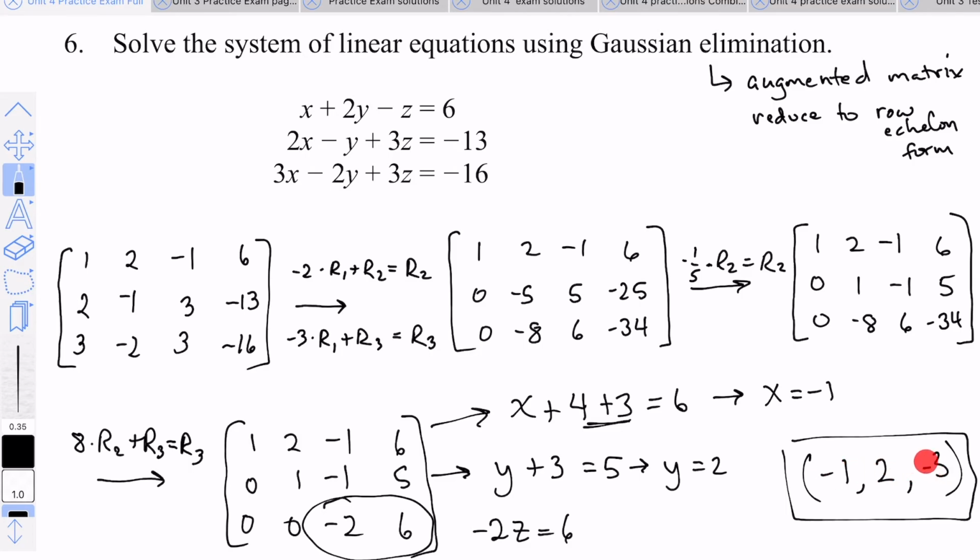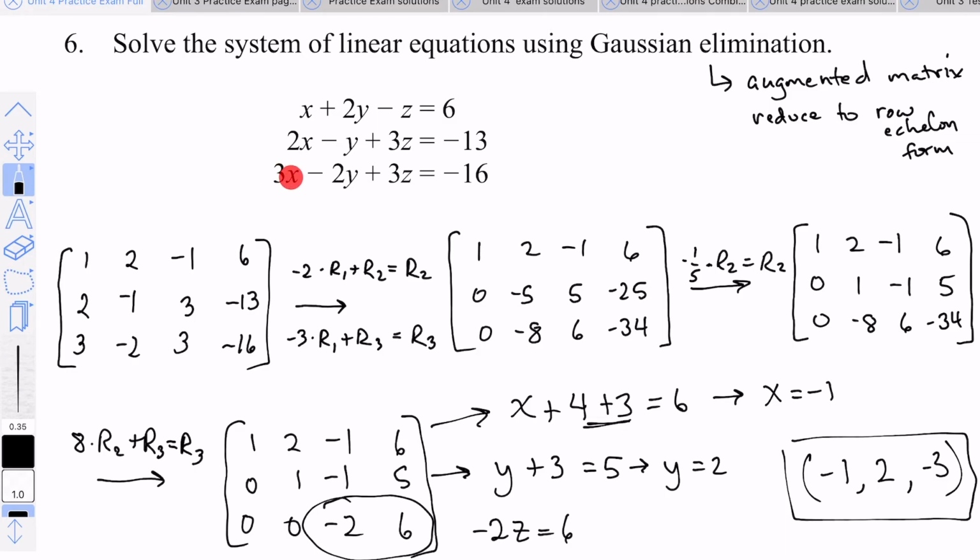I would recommend now that you check your answer, check your solution. It should satisfy all three equations. So if x is -1, we get -1 plus 4, which is 3. 3 minus -3, which is 3 plus 3, that equals 6. Here, 2 times -1 is -2. -2 subtract 2 is -4. -4 plus 3 times -3, so that's -9. -4 plus -9 is -13, checks out there.